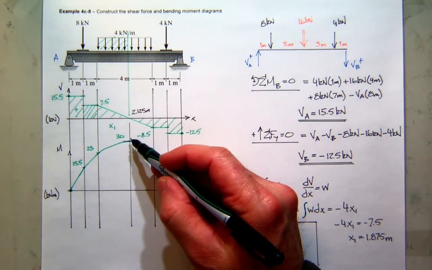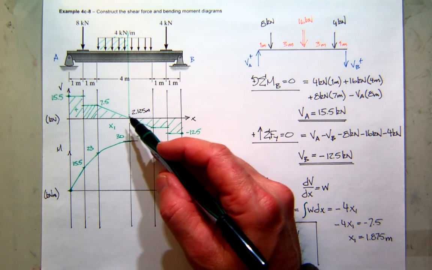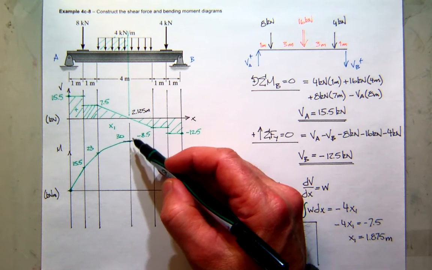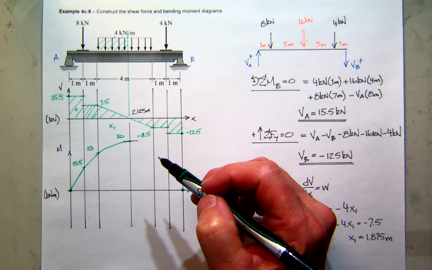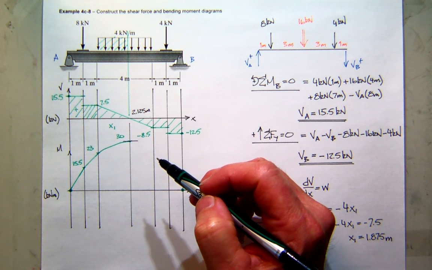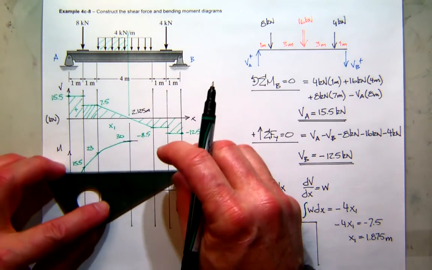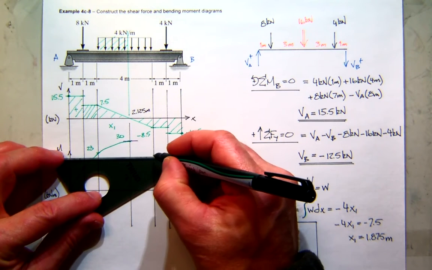So now the amount it's going to drop is the area of this triangle, which is 1/2 base 2.125 times height minus 8.5. What's that? Negative 9? Yep. Subtract that from 30 and you get 21. Let's see if I can draw this appropriately.